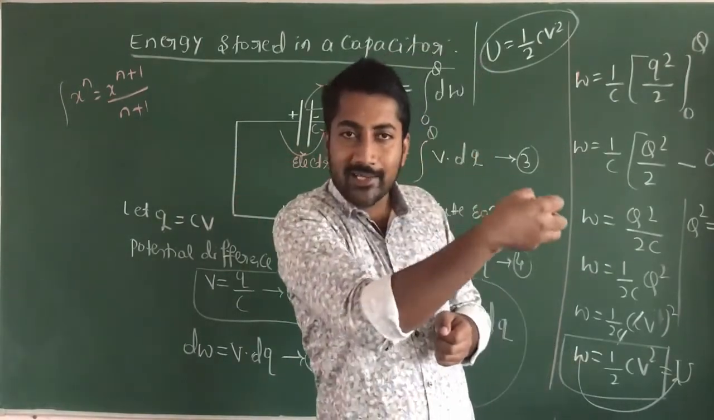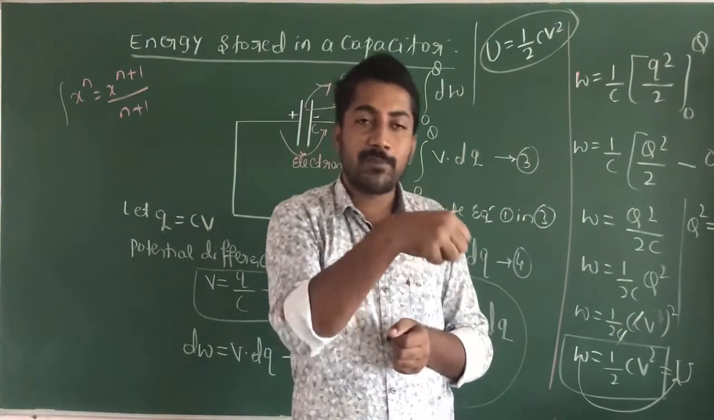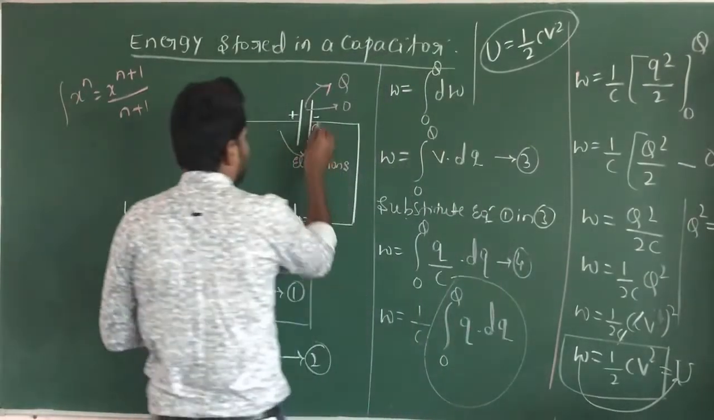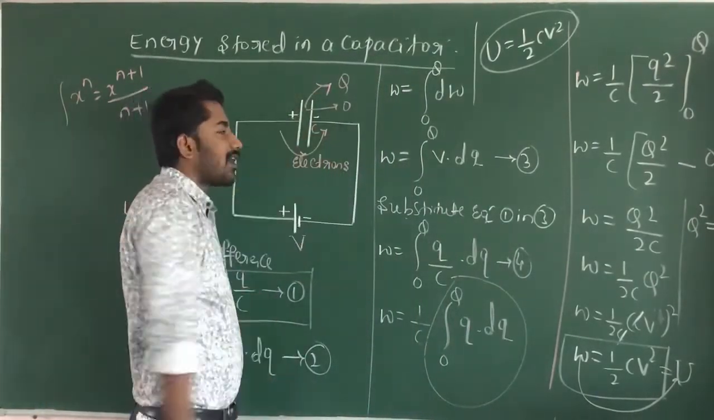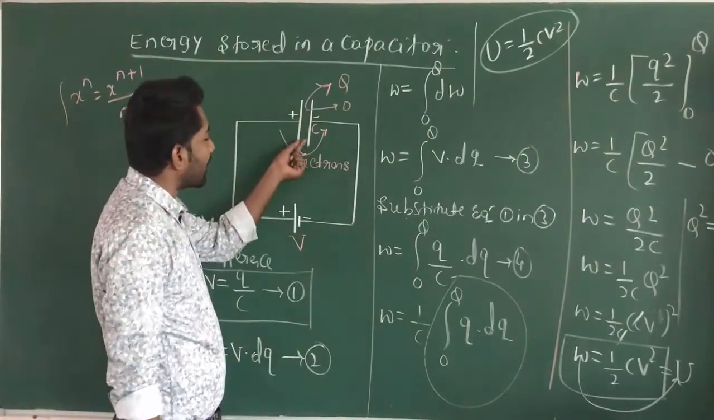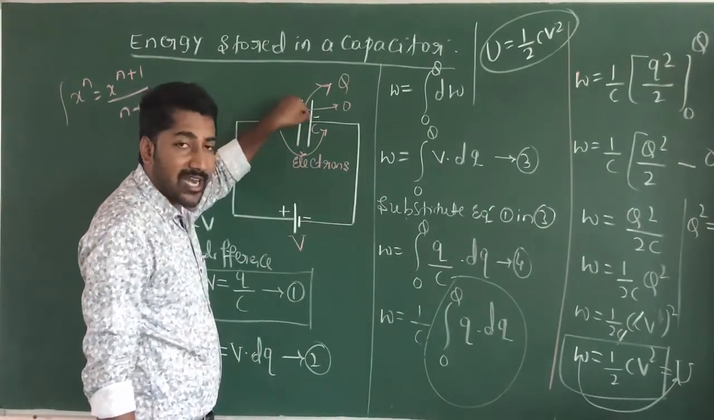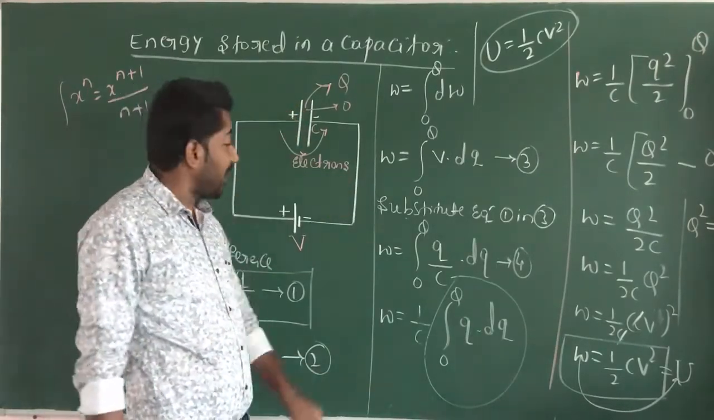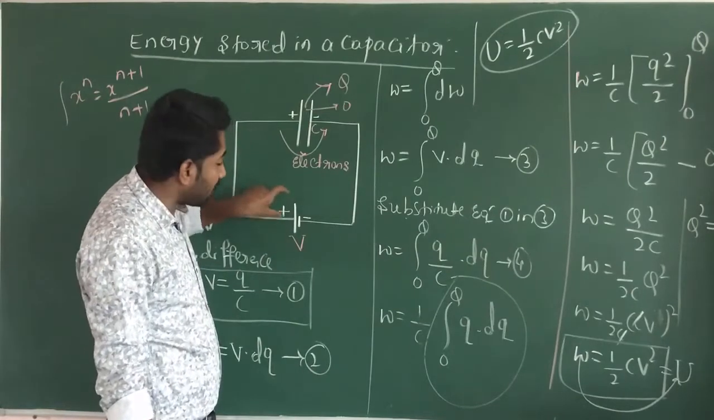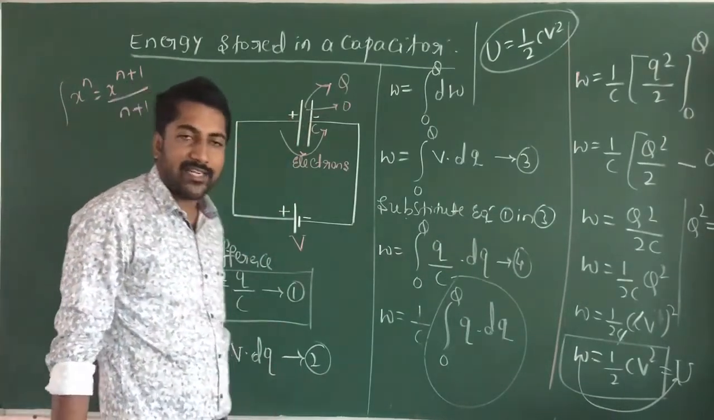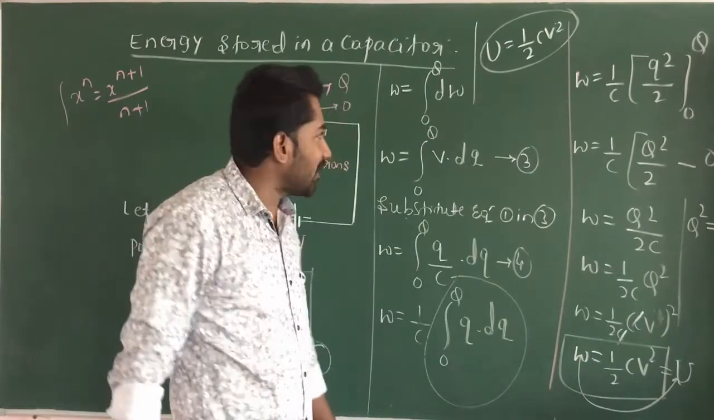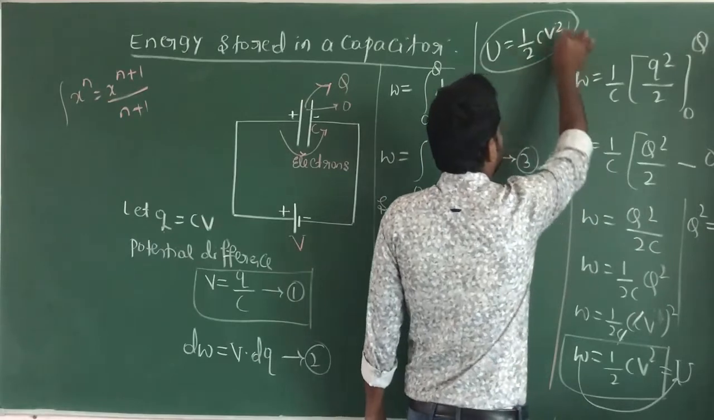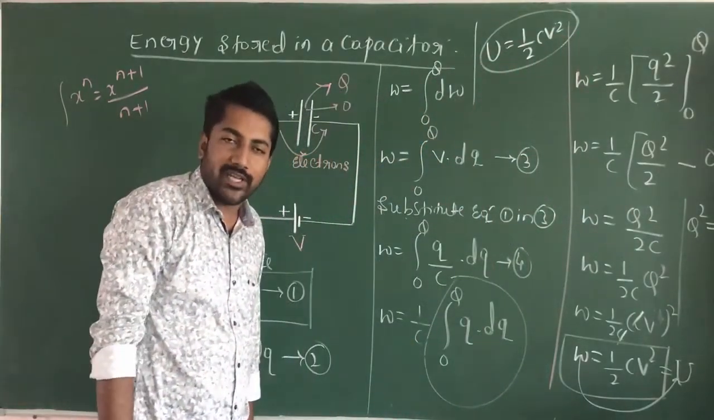It pulls the electrons from the positive plate and transfers them to the negative plate. During that process, a certain amount of charge or energy is stored in this capacitor in the form of electrostatic potential energy. To store this energy, a certain amount of work is done by this battery. That work done is equal to electrostatic potential energy. Finally, we get the equation U is equal to 1 divided by 2 into CV square, which is the expression for energy stored in a capacitor.